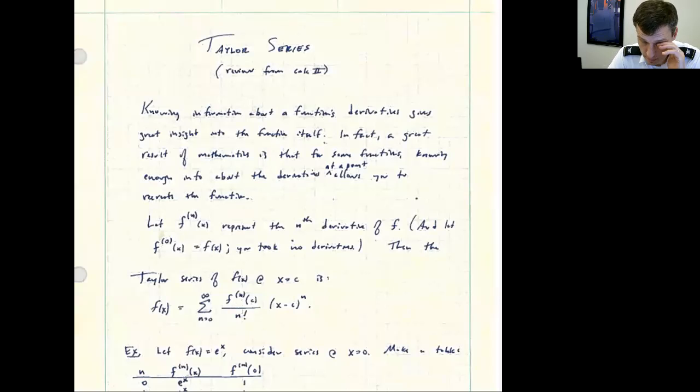If you know enough about the derivatives of a function, you can figure out the function, but not necessarily by taking antiderivatives. More specifically, if I know enough information about how the function is changing at a particular point, then I can actually figure out how the function is going to behave over here. And that actually is a pretty fascinating thing.